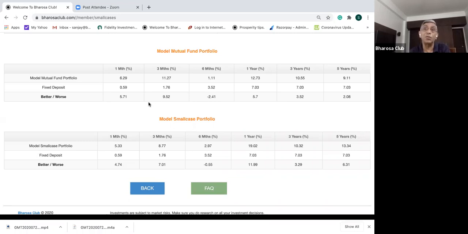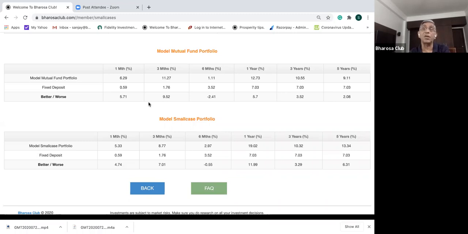In my personal view, it's very clear that the last 5 years were not spectacular, and the next 5 years are likely to be better than the previous 5 years. But that is a personal view, and you will have to make that choice yourself, right? So that basically shows you how the performance is done.